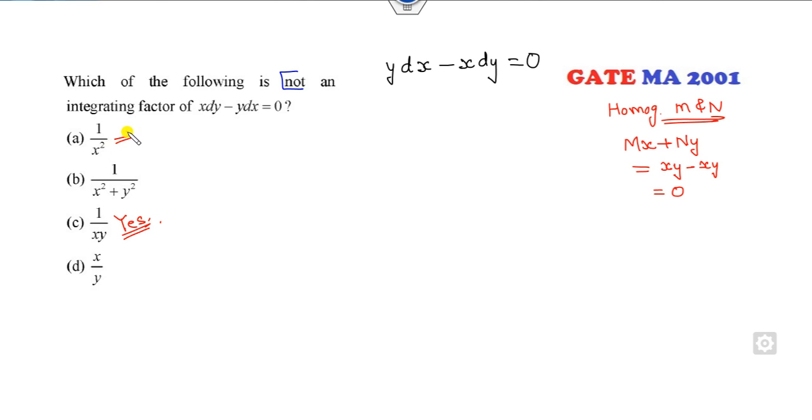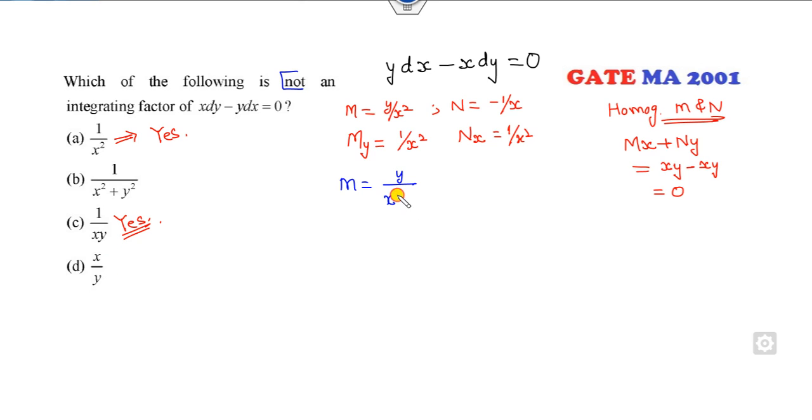Now look at this. If I consider 1 over x square, so what will happen? M is y over x square, N will be minus 1 over x. What is the partial derivative of M with respect to y? 1 over x square. Partial derivative of N with respect to x is 1 over x square. Both are same. Yes, this is the integrating factor. If I multiply this here, it's y over. I can check about this.